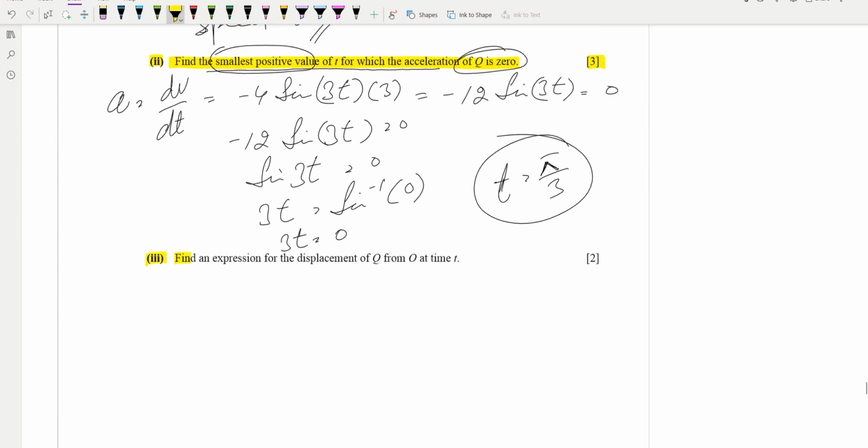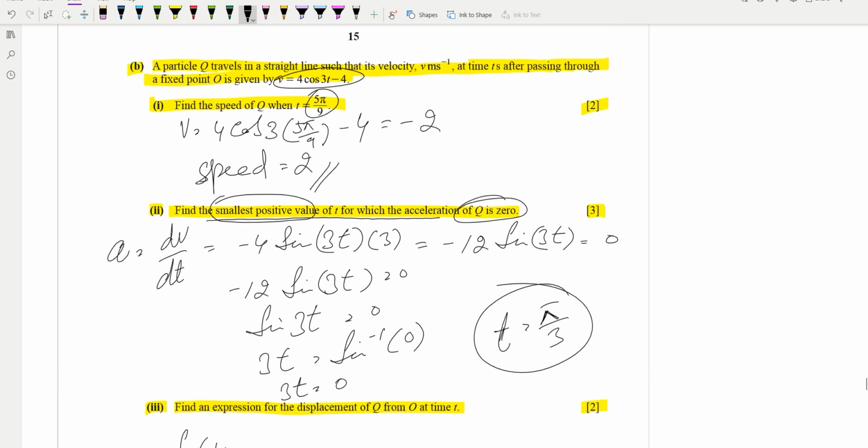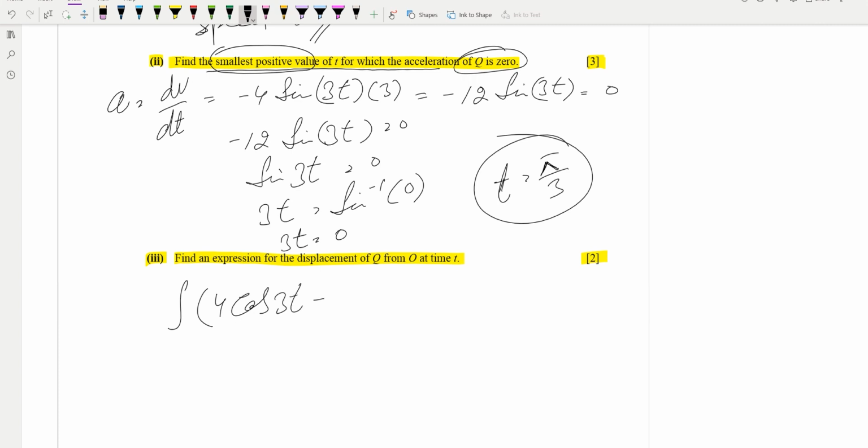Now for the third part, find an expression for the displacement of Q from O at time t. So we need to find the displacement. We have this velocity, so we will take the integral of the velocity. The velocity is given as 4 cos of 3t minus 4, integrated with respect to dt. This integral will give us the distance, which is basically the displacement. The integral of this is 4 sine of 3t, divided by the derivative of 3t, minus 4t, plus c, which is the integration constant.